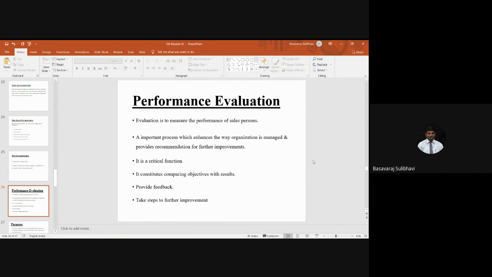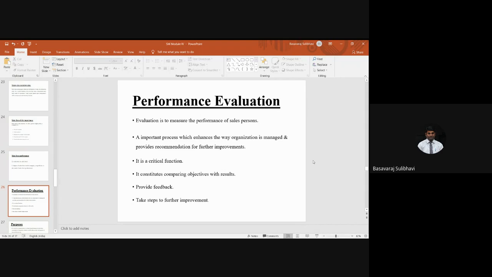Now, it constitutes comparing objectives with the results. Why do we do this performance evaluation? Because certain objectives are set by the organization, and whether those objectives are met depends on the contribution given by a salesperson to the organization. So the output of the performance of the salesperson should be directly linked to and add to the objectives of the organization. So you have to compare the objectives with the results, because results come from the performance given by the salespeople.